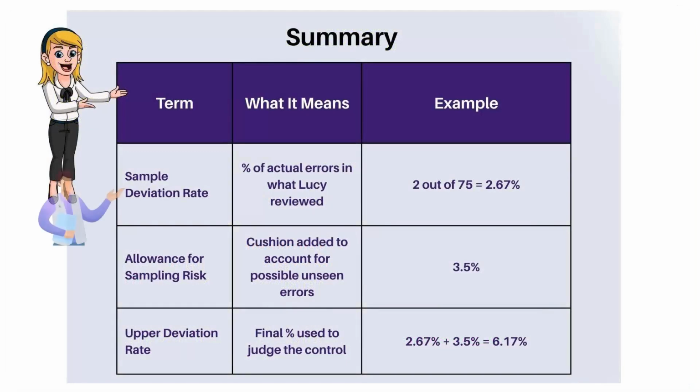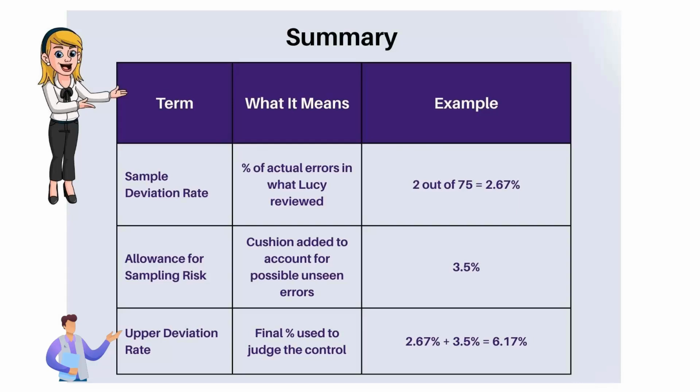All right, so in summary, the sample deviation rate is the percentage of actual errors in what Lucy reviewed. So in this case, it's 2 out of 75, which is 2.67%. The allowance for sampling risk is that cushion that's added to account for possible unseen errors. So we added a 3.5% cushion. And finally, the upper deviation rate is the final percentage used to judge the control. So we're just adding the sample deviation rate of 2.67% and the allowance for sampling risk of 3.5% to give us 6.17%. All right, so she's adding these two together to get that upper deviation rate, which is her best estimate of the worst case scenario in the full population.